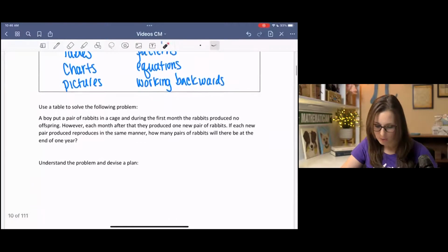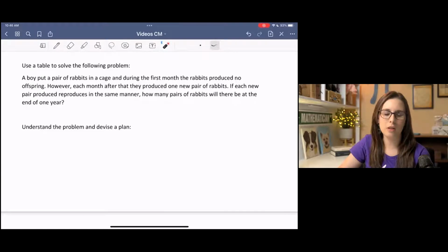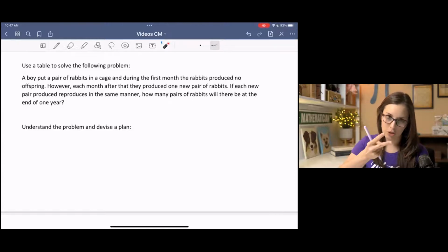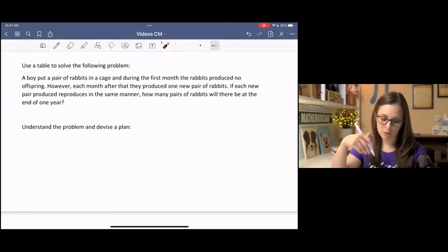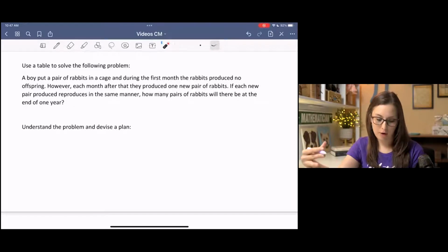So we have an example here of using a table. This is one of my favorite examples. You'll probably see this in a lot of textbooks. It refers to the Fibonacci sequence, which we talked about in one of my previous videos. We've got this scenario. So a boy put a pair of rabbits, pair means two, in a cage. And during the first month, the rabbits produced no offspring. So 2 rabbits, no offspring. However, in each month after that, they produced 1 new pair of rabbits.